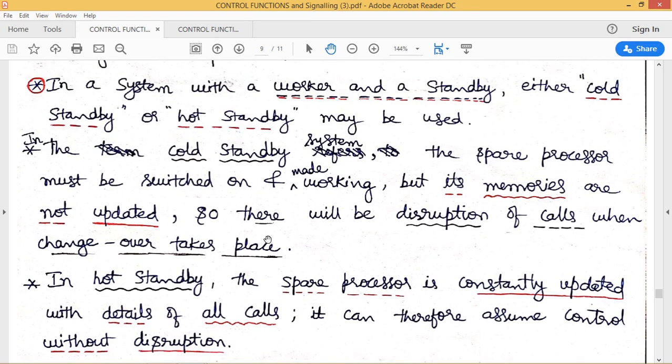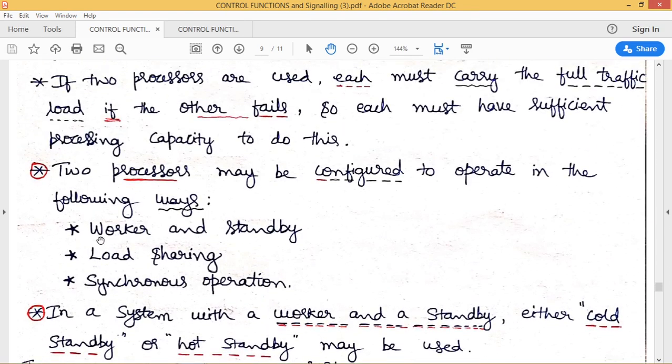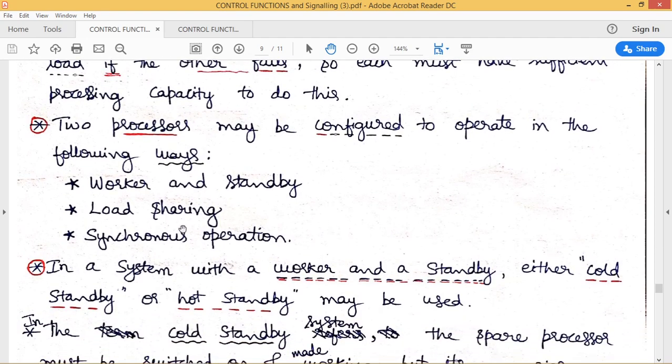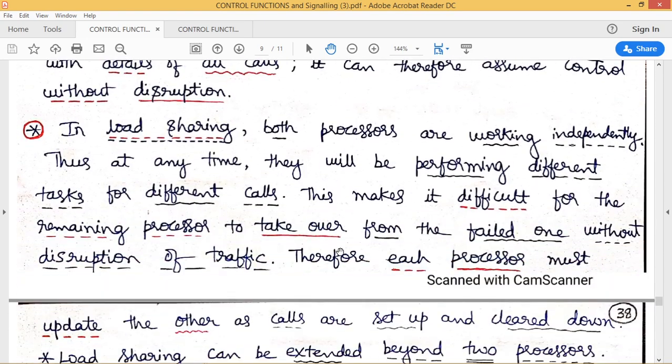So that is about the worker and standby mode of operation. Next, let us deal with load sharing. In case of load sharing, both processors are working independently. Both processor 1 and processor 2 will be working independently at any time, and they will be performing different tasks for different calls.